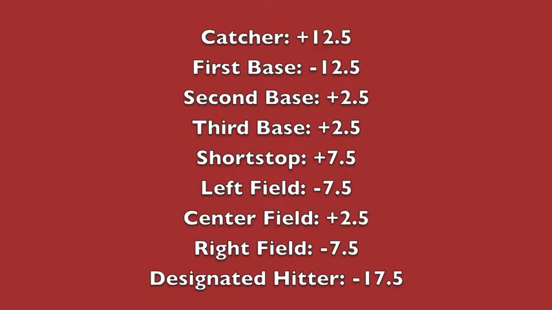Catcher, positive 12.5 runs. First base, negative 12.5 runs. Second base, positive 2.5 runs. Third base, positive 2.5 runs. Shortstop, positive 7.5 runs. Left field, negative 7.5 runs. Center field, positive 2.5 runs. Right field, negative 7.5 runs. Designated hitter, negative 17.5 runs.